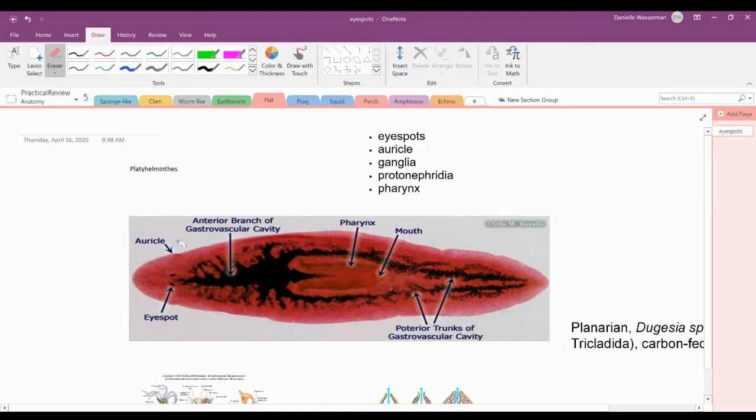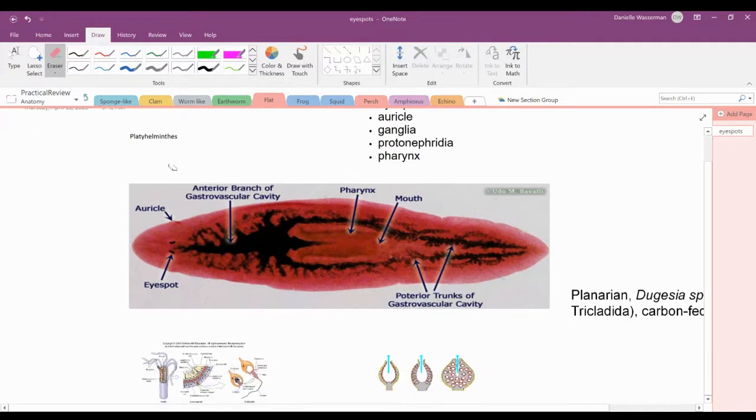The auricles and eye spots. And here are some protonephridia, part of the excretory system. The ganglia would have been nervous related, which I just erased, and the pharynx is still shown here. So this is the type of platyhelminth, which is high taxonomy.